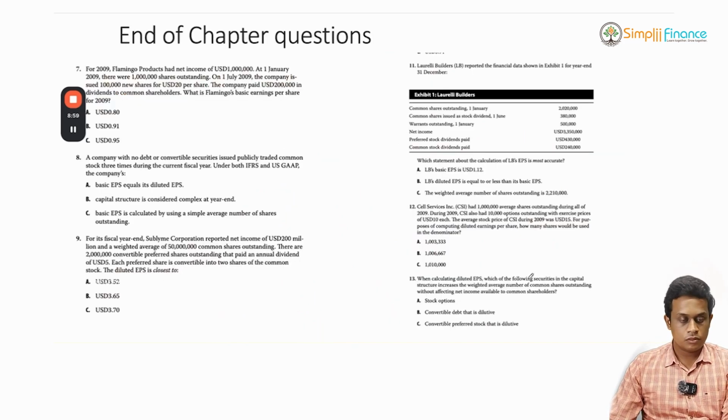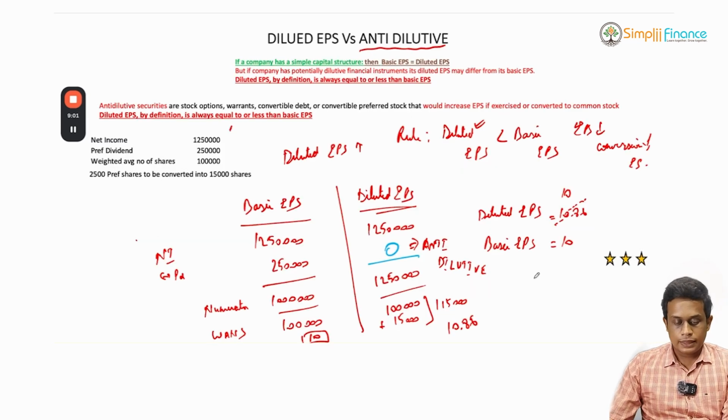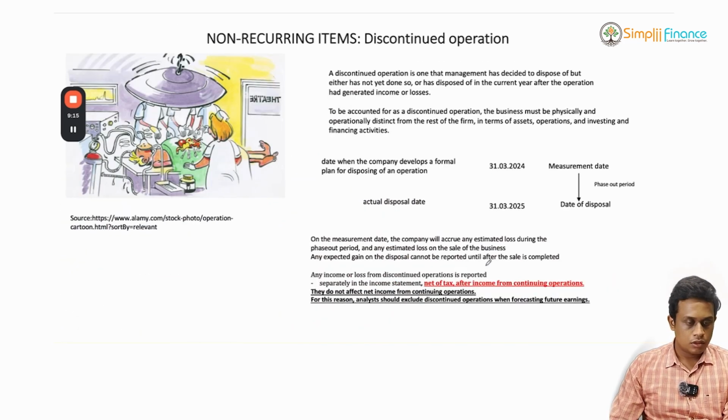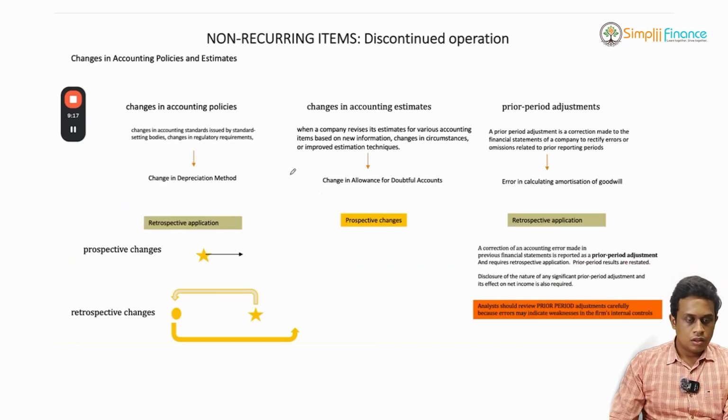Okay, and for all practical reasons, for the price earnings ratio, the earnings per share should always be the diluted EPS only, to be more conservative. Moving on to some small other concepts in this reading.